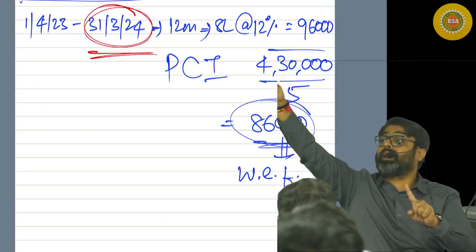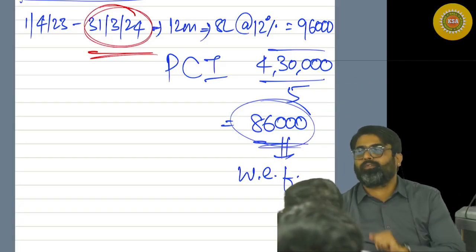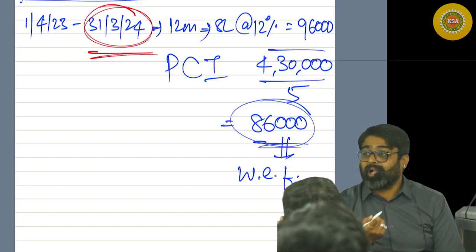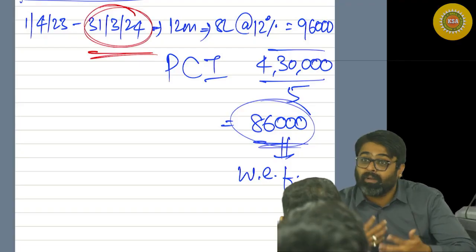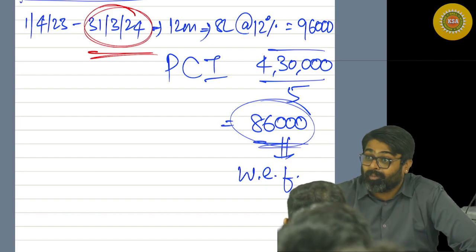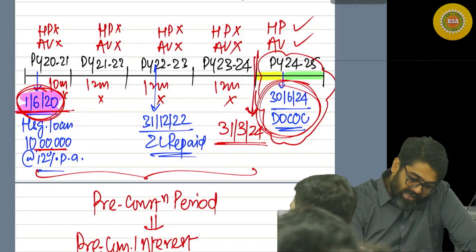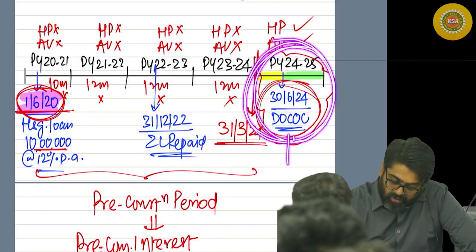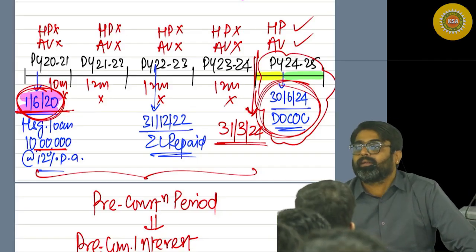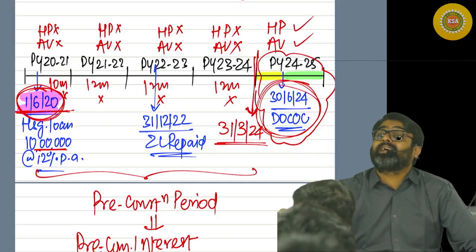Last in the year 28-29, this 86,000 will be allowed. Yes or no? But don't forget that your 8 lakh rupees loan is still outstanding. On that 8 lakh rupees of loan, the normal interest will become due in your previous year 24-25. You will have to pay the interest in 24-25 also. So tell me, in entire year 24-25, the loan amount outstanding is 8 lakh. On that 12% will be 96,000.